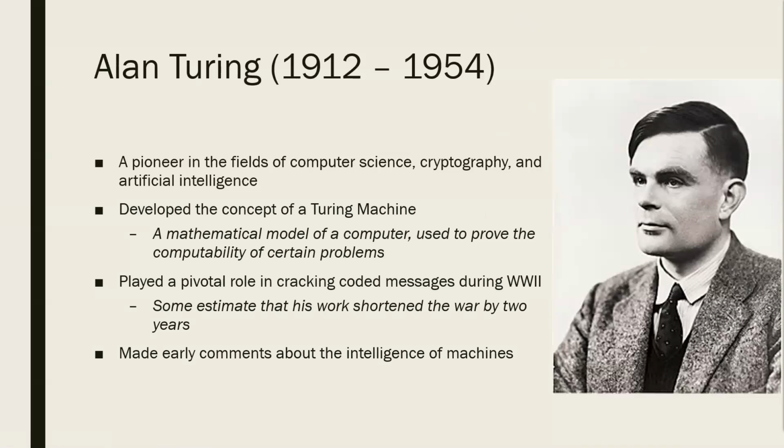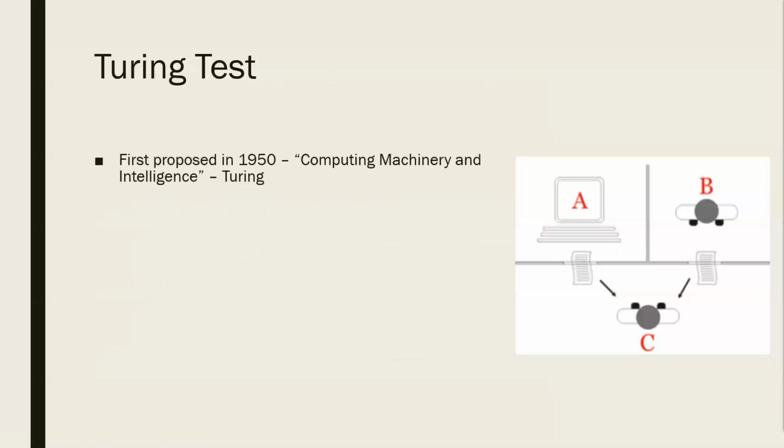Turing worked a lot with computing technology, and this led him to consider the potential intelligence of machines. He made a lot of very interesting comments about it. In particular, he developed the concept of the Turing Test, which many of us are familiar with today. The Turing Test was first proposed in 1950 in a paper called Computing Machinery and Intelligence. This paper is part of your assigned reading, and it is very foundational for the idea of determining the intelligence of a machine.